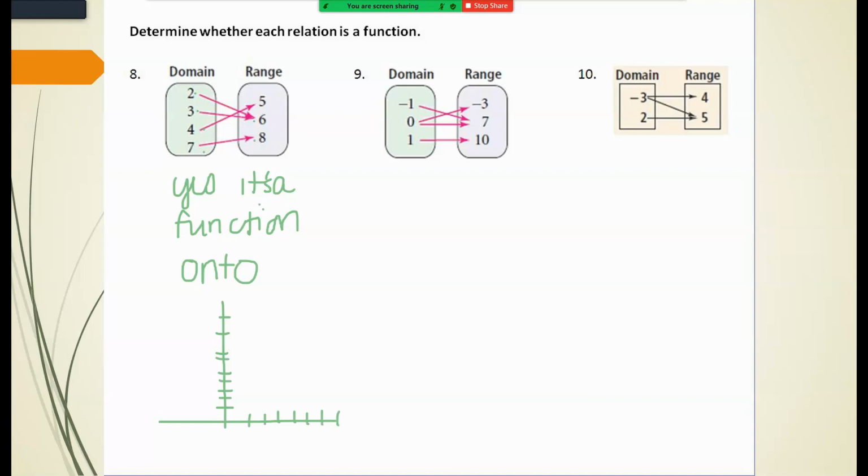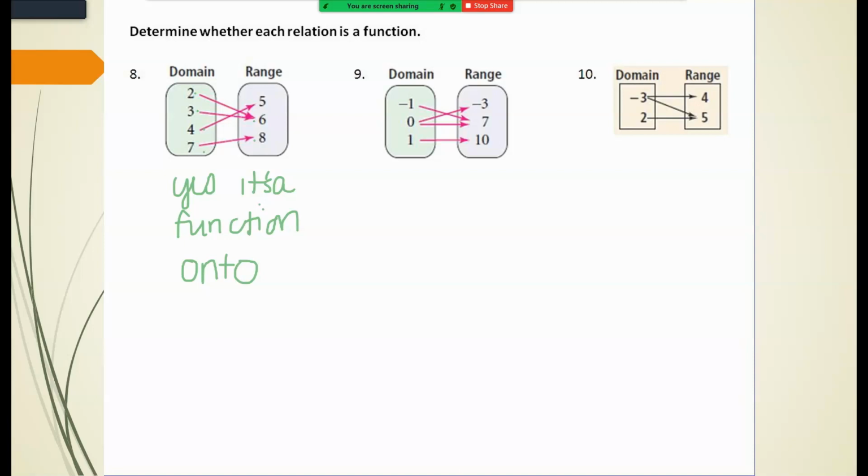So like 2 is at 5, 3 is at 6, but 4 is also at 5. So it would pass the vertical, but what it doesn't pass is the horizontal because you have a point at 5 twice. So therefore not 1 to 1. Does that make sense? Okay, number 9.